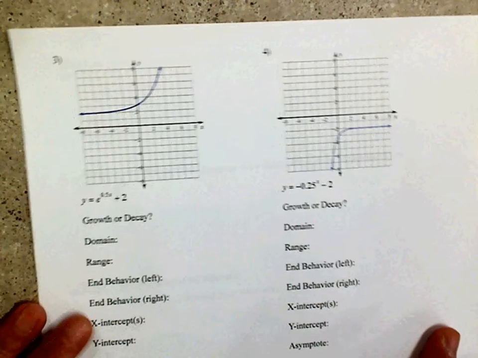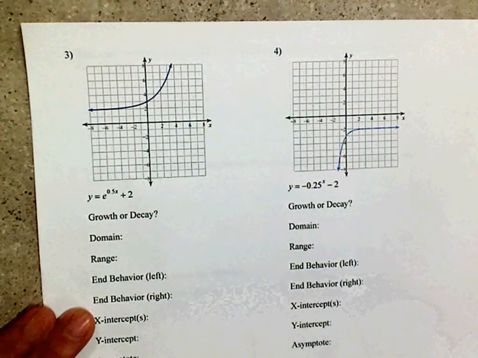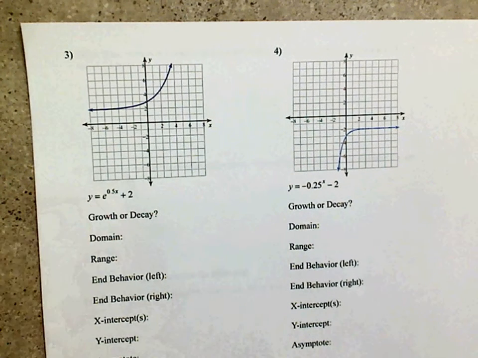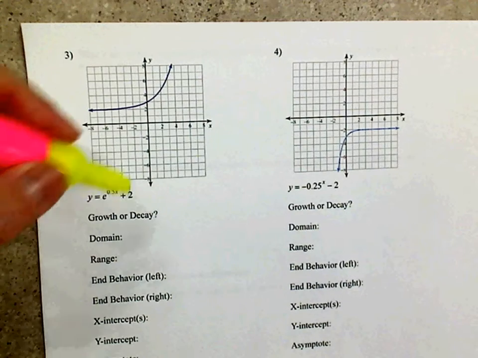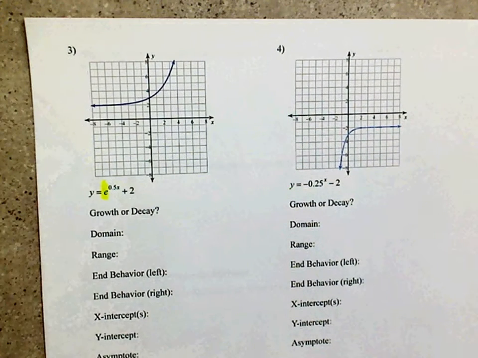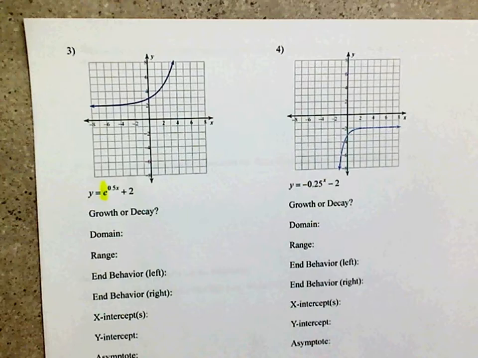All right, welcome to number 3 and 4. Okay, this is unit 4. I know that you guys see this and you are flipping out right now. But don't be. You're just analyzing a graph. I'm not asking you to graph this. I'm giving you the graph. All right, so let's go ahead and start.